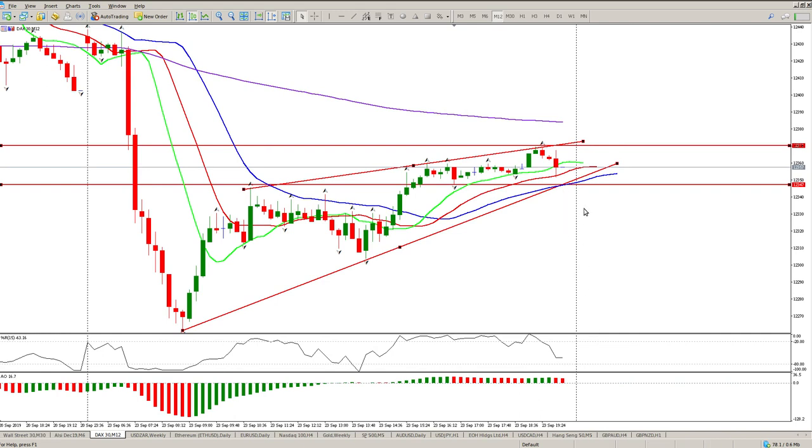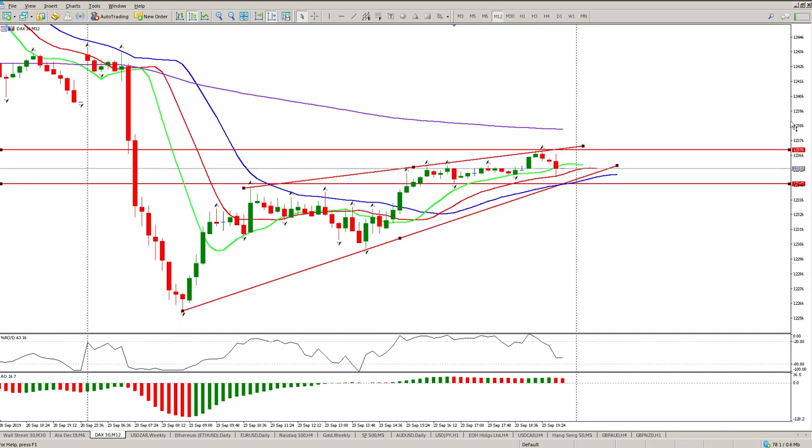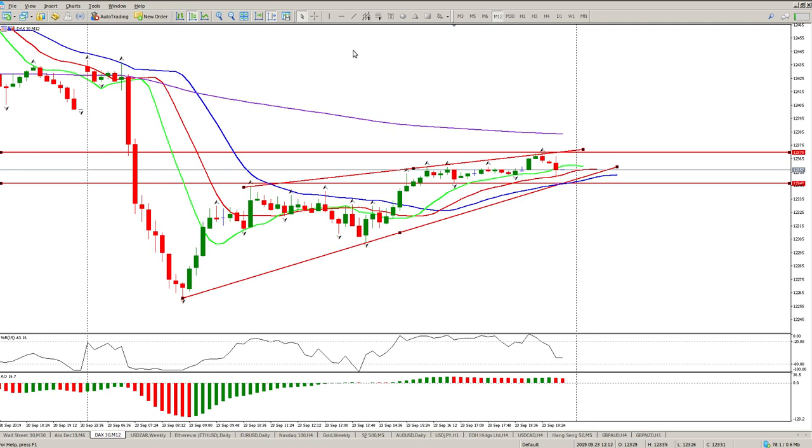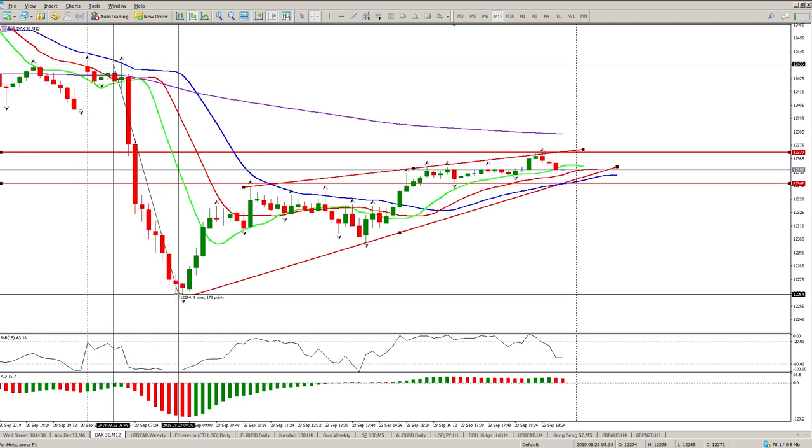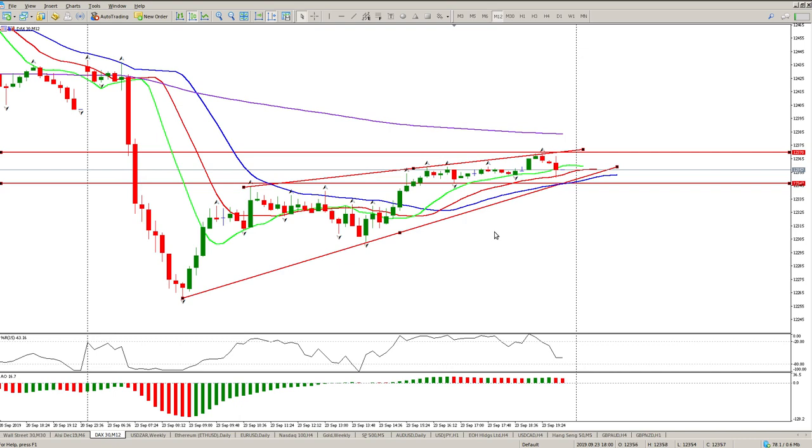On the first pullback, hopefully it comes back to test this wedge. Start getting some negative price action, add to that entry, keep the stop pretty tight, and then looking for this measured move here. Okay, so this measured move here is pretty much 170 points to the downside.